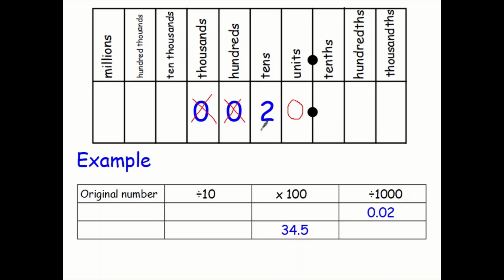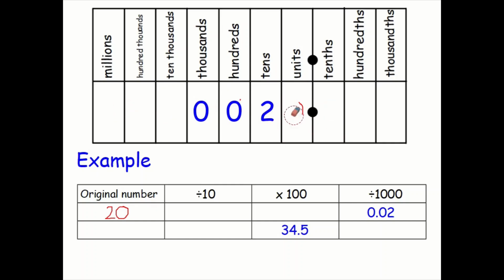So what's this number now? Well, that is just 20. 20 is my original number. And let's just check that. So how do we check it? Well, we can say it's 20, okay? So it's 20 like this.